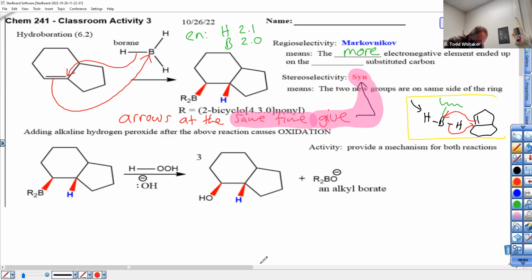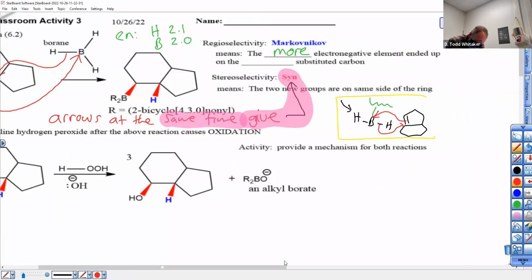More electronegative. And then that produces the intermediate. And the third time, this is the first, second, third, gives you your H and your BR2.